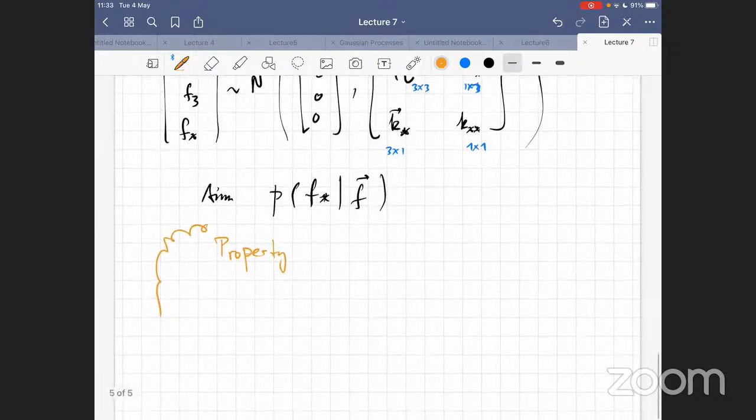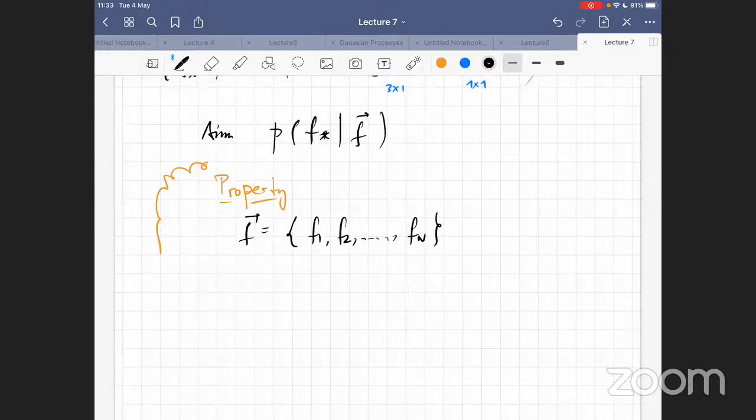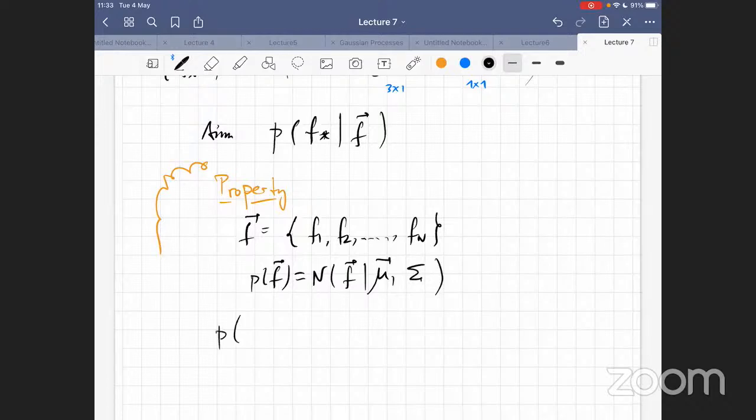This is just a parenthesis on the property of conditionals of Gaussian. So if I have, let me say, a vector F1, F2, Fn, and then I have that this vector follows a multivariate Gaussian, in general having mu as mean and some covariance matrix here. Then the conditional, let me write the conditional like this. Imagine I have a conditional of the first k components given the rest of the components.